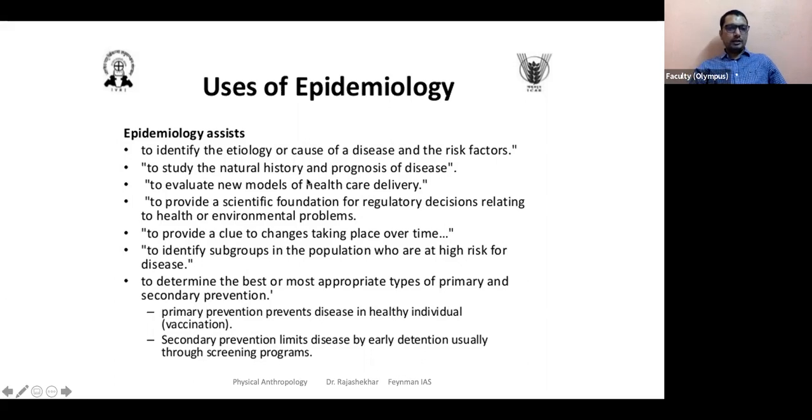Next, to study the natural history and prognosis of a disease. I think it fits into the first statement itself, which is the history. Where did it originate? How does it spread, and what stage is it? How severe or less severe? Those components we study under the history and prognostic part of a disease. Basically, we are trying to understand the specific dimensions of the disease. Epidemiological studies help us figure out these components.